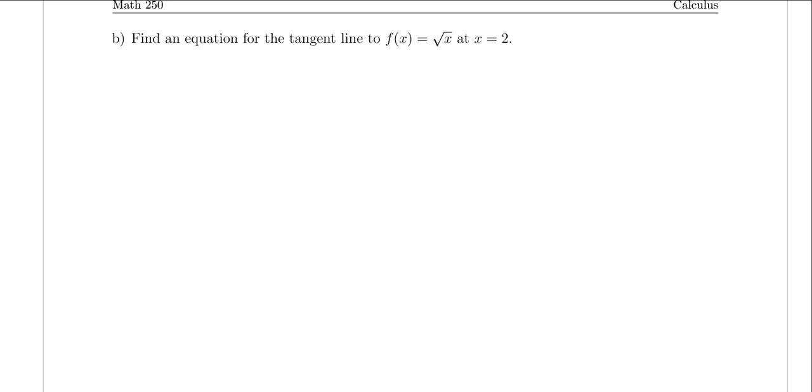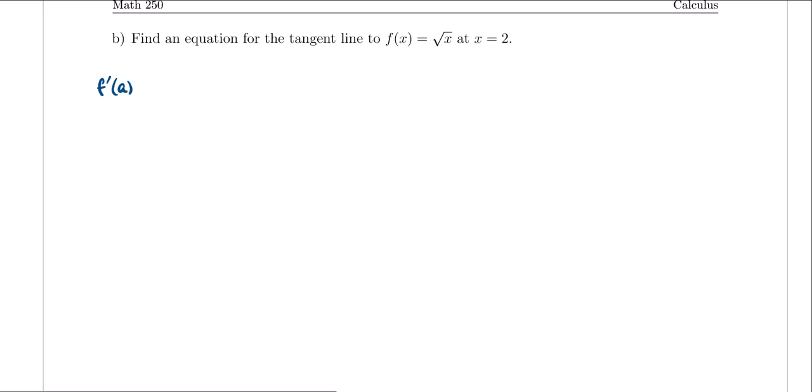Let's see if we can find the equation to the tangent line of the function f of x equals the square root of x at x equals 2. Alright, so if we're looking for the equation for the tangent line, at some point we will need to know what's the slope of this line. Now the slope of the tangent line, as we just said, is the derivative at some value for x, which I'll call a for now.